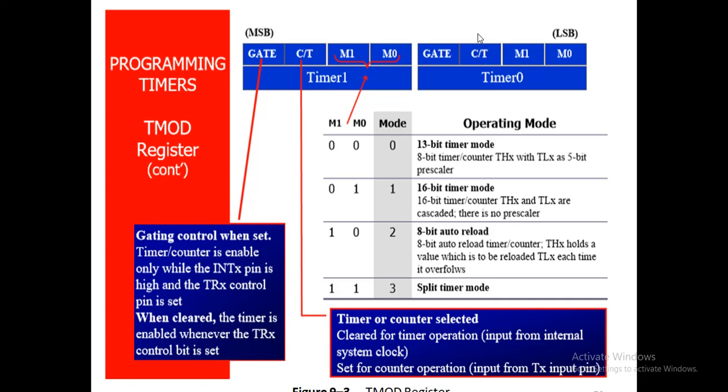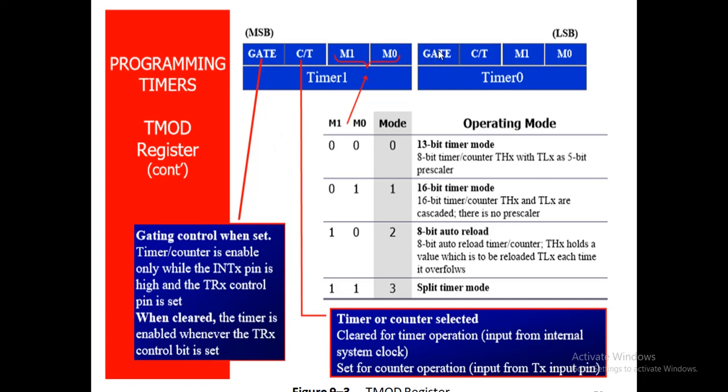For example, as a programmer you want this timer and counter to work as a timer operation. You make this bit 0. If you make this bit 0, this timer and counter works as a timer operation. For the timer operation, the input is from the internal system clock. I will explain what the internal system clock is in the subsequent slides. If it is 0, the input is from the internal system clock. If it is 1, as a programmer you make it 1, it is set for counter operation, and the input is from the TX input pin.